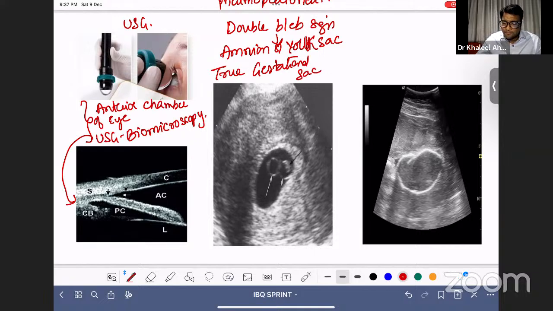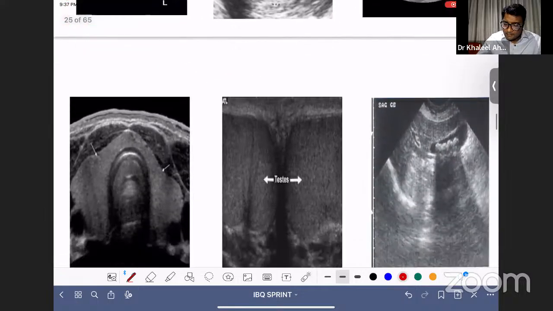amnion and yolk sac. And this is a pregnant female complaining that she is not able to feel the fetal movements for the past few days. And here on the image, you see overlapping of sutural bones. This is called Spalding sign. And Spalding sign is suggestive of what? Intrauterine death.